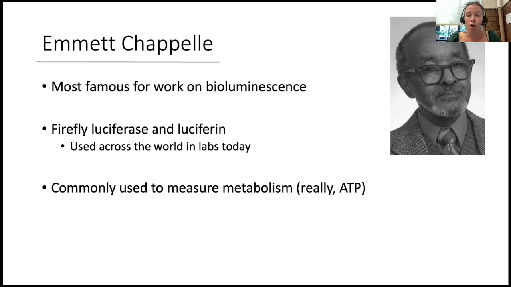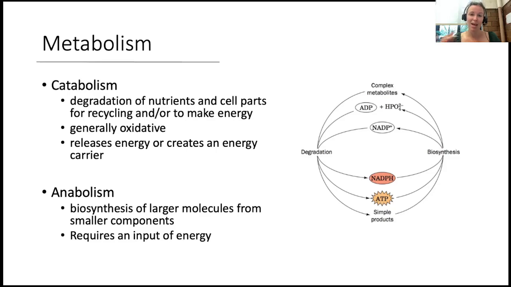And this technology from Emmett Chappell is used today in labs to measure levels of ATP within cells. For example, I used this technology in my PhD thesis. Let's jump into it, folks.